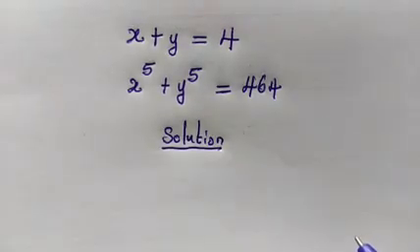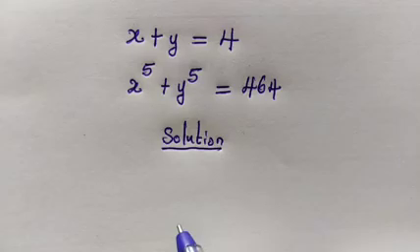Today we have this crazy Olympiad mathematics problem. We're going to solve for the values of x and y respectively. We're given that x plus y equals 4 and x to the power of 5 plus y to the power of 5 equals 464. So let's get started.